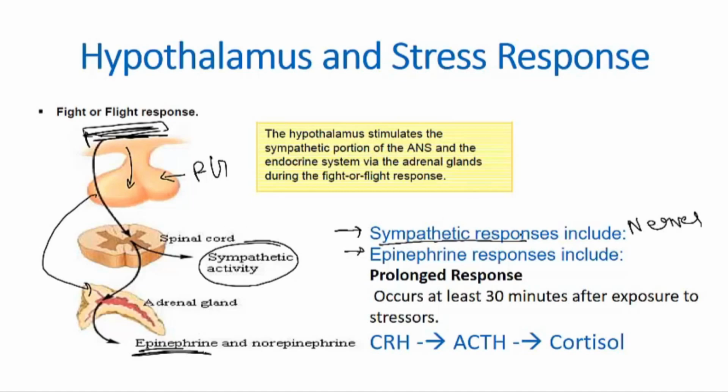The sympathetic response includes an increase in cardiac output, an increase in ventilation, a change in blood pressure, and redirection of blood flow to skeletal muscle and peripheral blood vessel systems. It also increases sweating a little bit. That's what sympathetic responses do. While epinephrine responses include enhancing the sympathetic response outlined above. So all the sympathetic responses are enhanced by the epinephrine response.